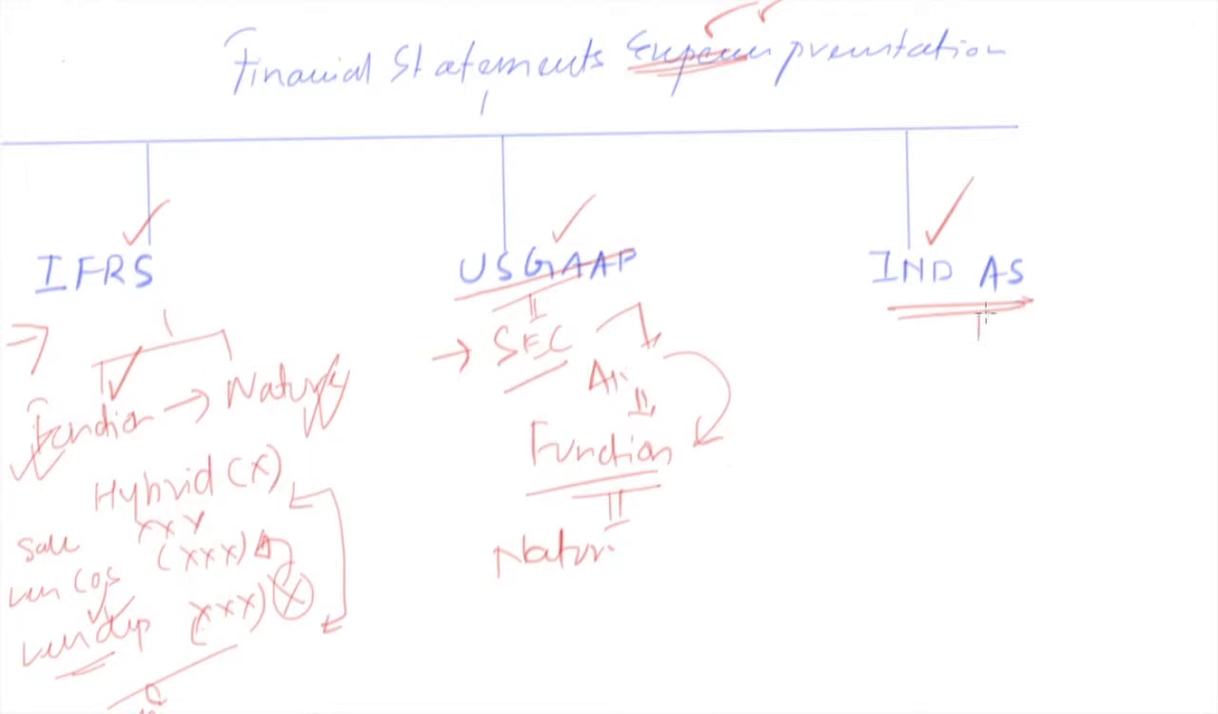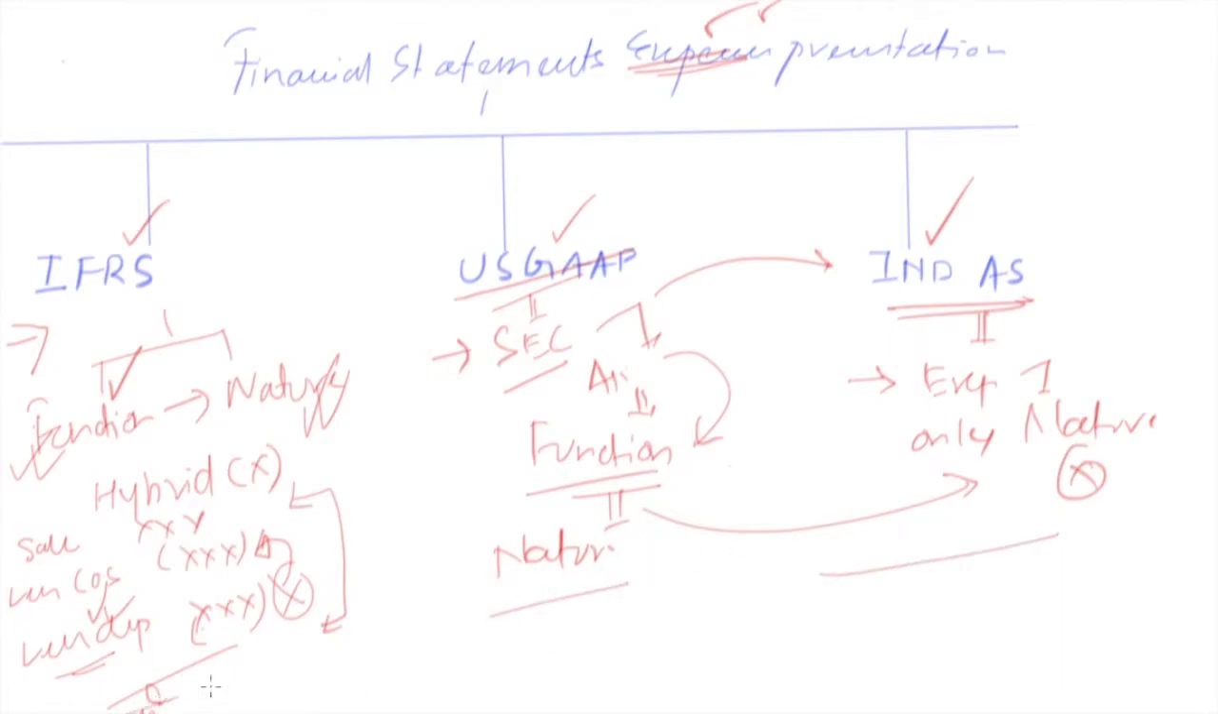In case of Ind AS, any entity following the Indian accounting standards is required to disclose all the expenses only based on the nature. They do not allow the expenditures to be disclosed based on the function. So these are certain major differences that I can say.